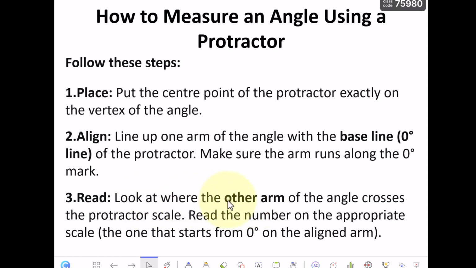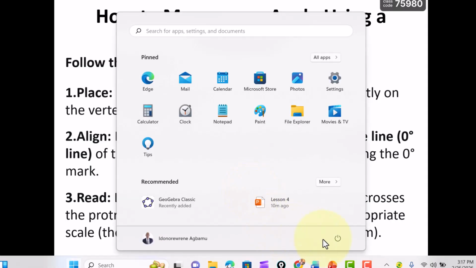Just look at where the other arm starts from. Read across now. You start from zero, and you read to where the other arm is on the protractor. You will understand this when I show you a demonstration. Let's look at the demonstration using this applet now.